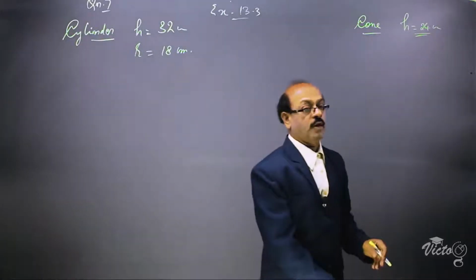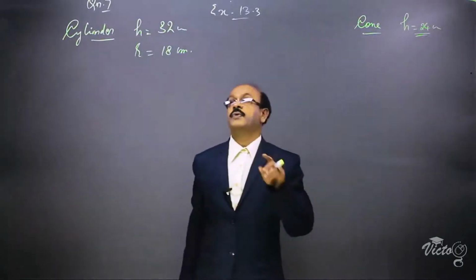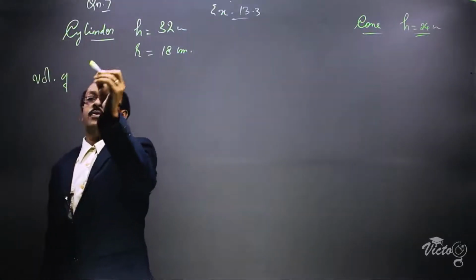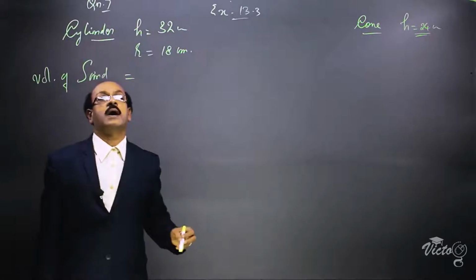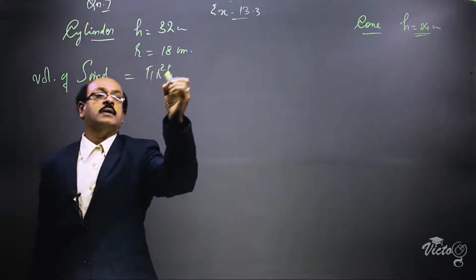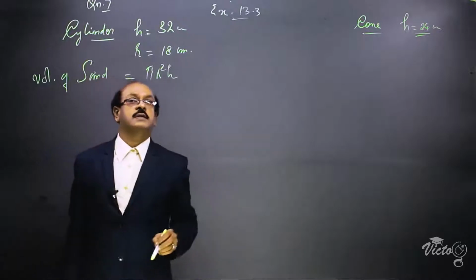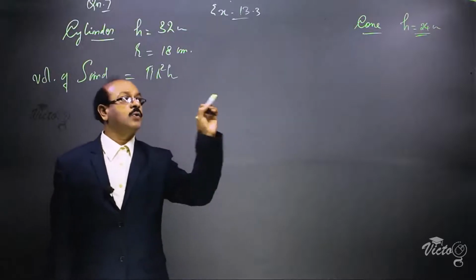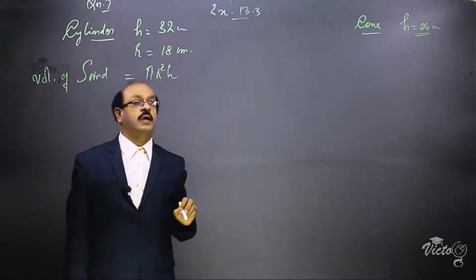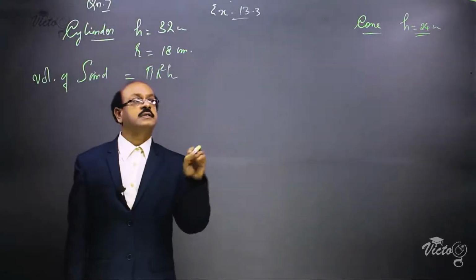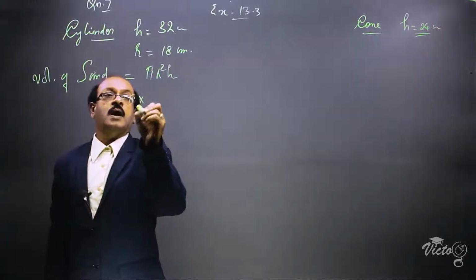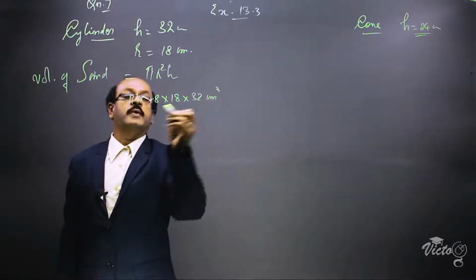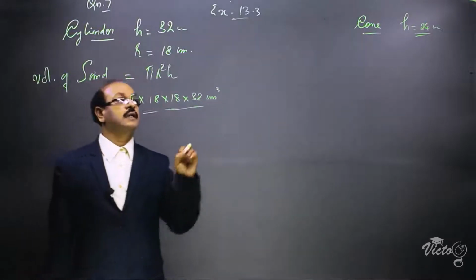So first of all, we have to find out the volume of sand in the cylindrical bucket. Formula is pi r square h. Volume of cylinder is pi r square h. Radius r and height h are given, and since the cylinder and cone both contain pi in the volume, we need not give the value of pi in such cases. So it is pi into 18 into 18 into 32 centimeter cube. This is the volume of sand in the cylindrical vessel.